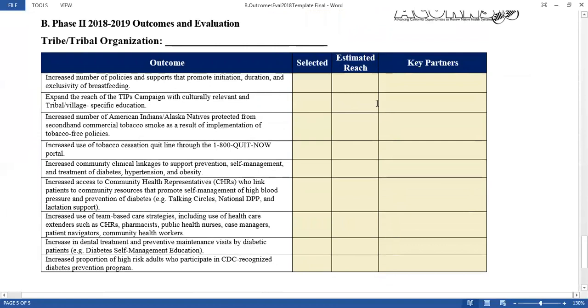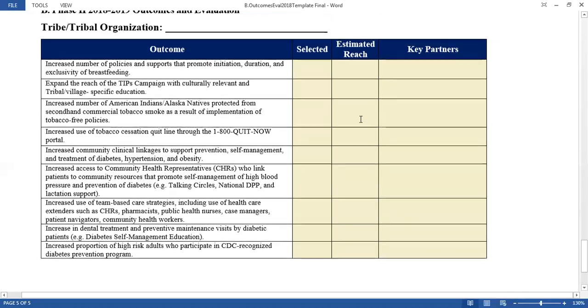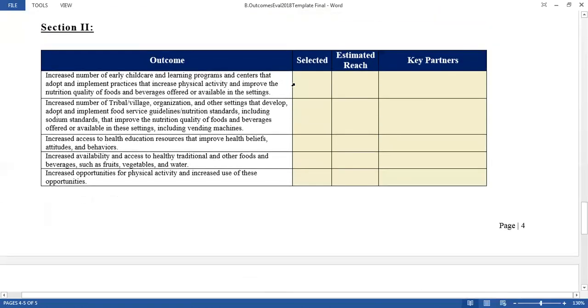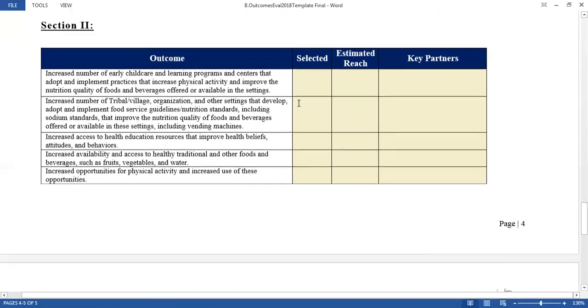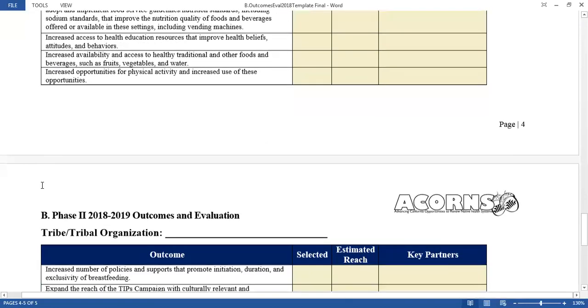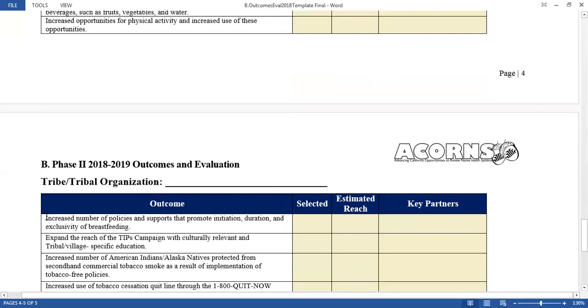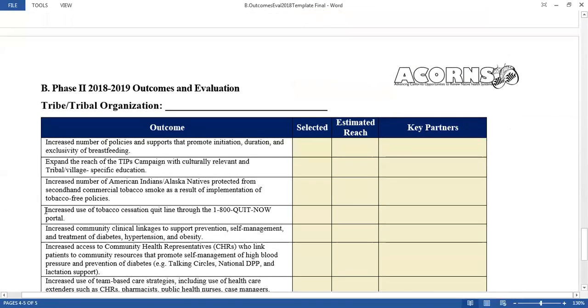And then you would select how many people you think would be reached by your project objective and meet that outcome, and who the key partners are. So you might have one of these selected, you might have multiple selected, but please only select the ones that your project, this project year, is directly working towards.